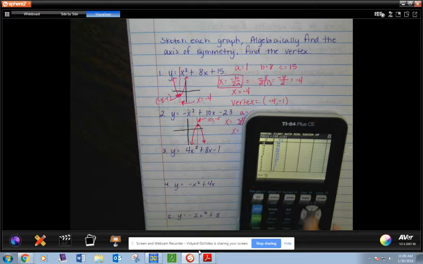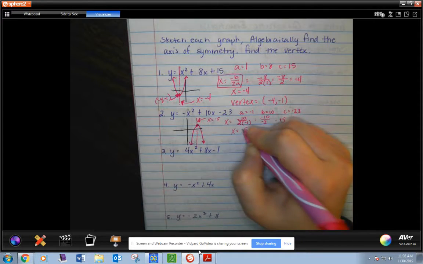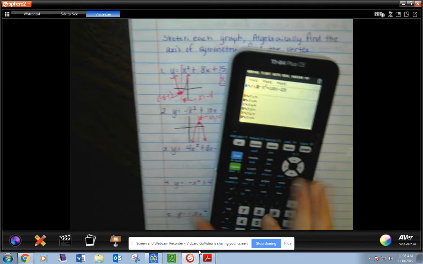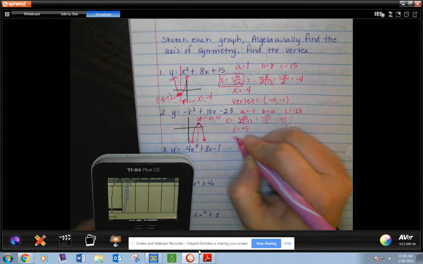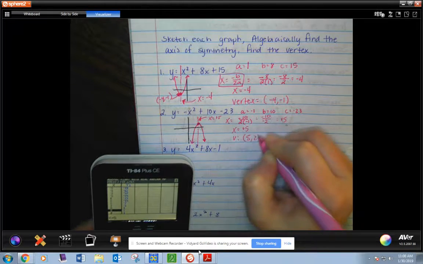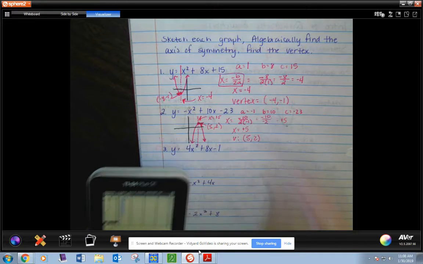And we're going to find, oh, wait, this is positive 5. Big mistake on Mrs. Henson's part. We're going to go back into the table and find where x is positive 5. And I get for my vertex 5, 2. So I'm going to label the vertex 5, 2.